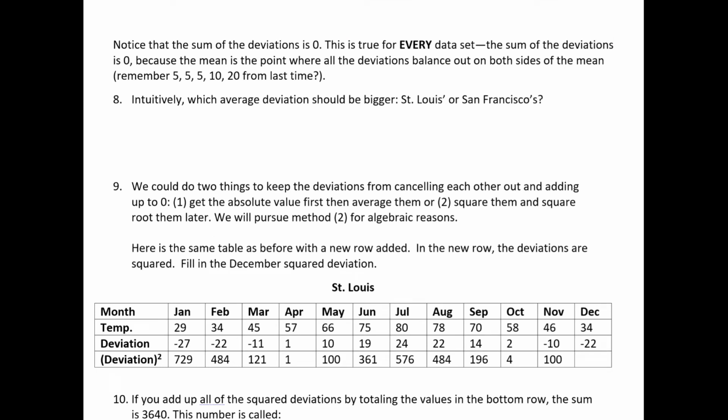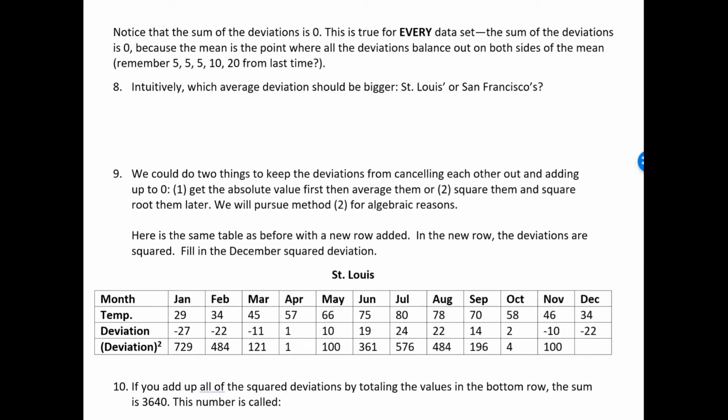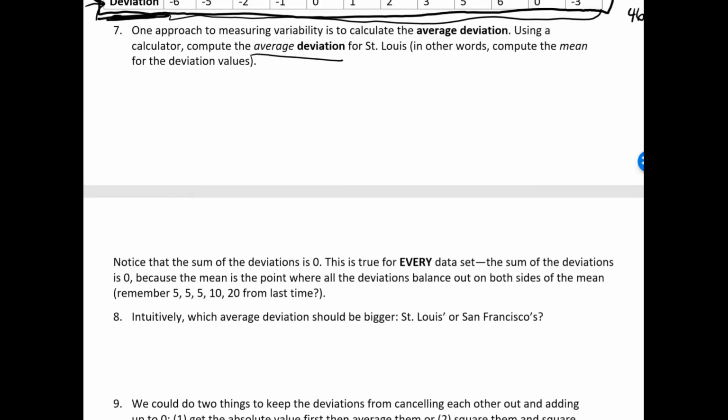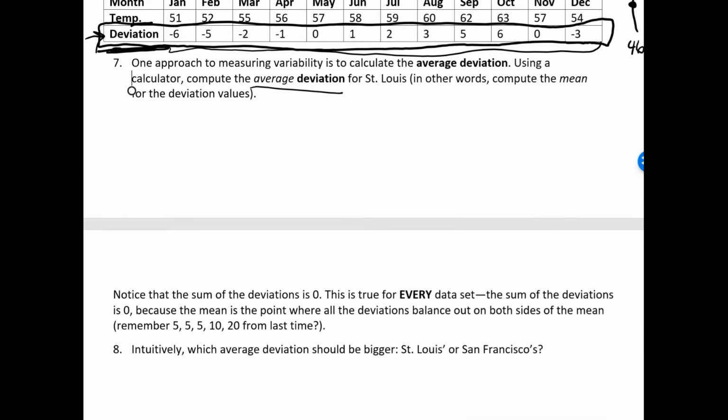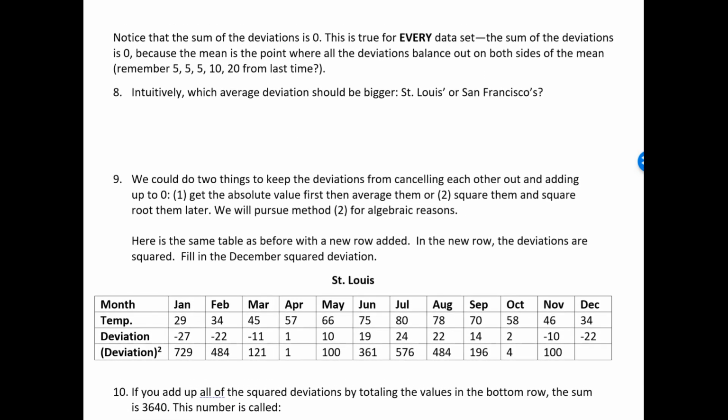Okay, so maybe the average deviation isn't the way to go, right? Because for any data set, the average deviation is 0, so how does that help us to summarize variability? Every data set's going to be the same and it's all going to be 0. So that doesn't really help us, right?